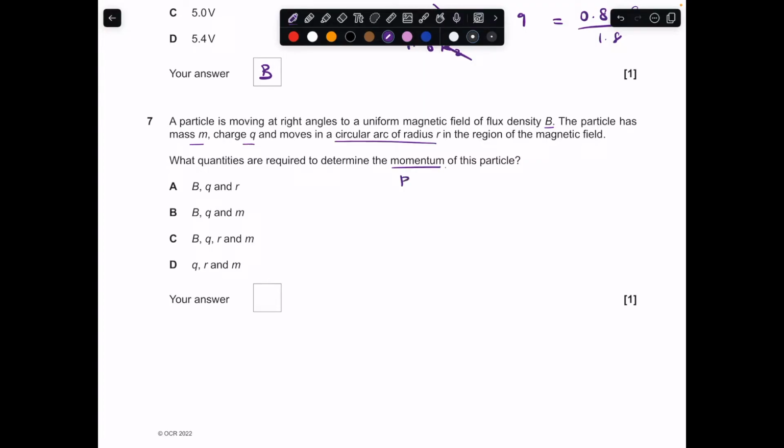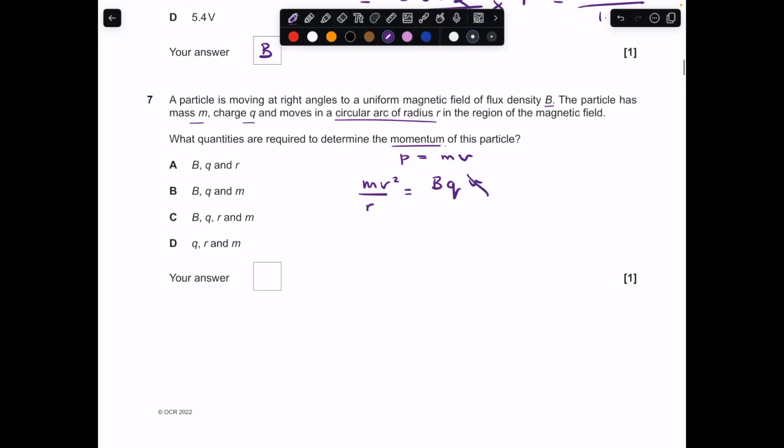Okay, so we know that momentum is p equals m times v. Now, if you look at the overall forces acting on the particle, because it's a circular arc, there will be a centripetal force, which will be equal to the force experienced due to the magnetic field on the charge. So q is the charge and v is the velocity with which it's moving. If you simplify this, we end up getting mv equals Bqr. So therefore the momentum will depend on B, q and r, which leaves us with A as the answer.